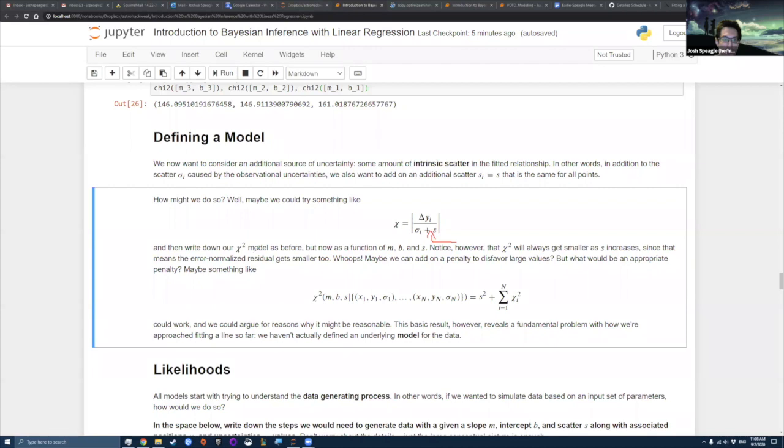And then maybe we can write down our chi-square model as before. But you'll notice that there's one immediate problem, which is that if we define our chi-square to be the sum of all these individual things, then if we make S really big, in all cases we're going to be decreasing chi-square. Because if the error bars get larger and larger, then the error-normalized residuals will always get smaller. And so our chi-square, which is the sum of all these points, is also always going to get smaller. There's no penalty for taking S and running it as large as we can until it approaches infinity. So this is a bit of a problem.